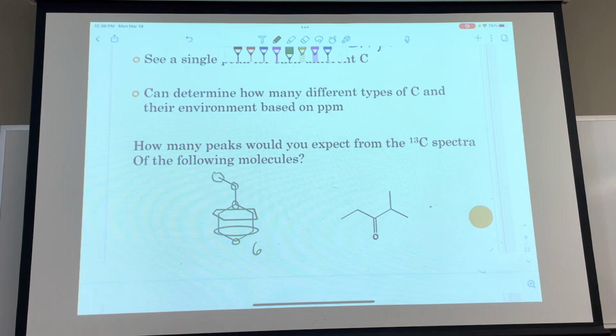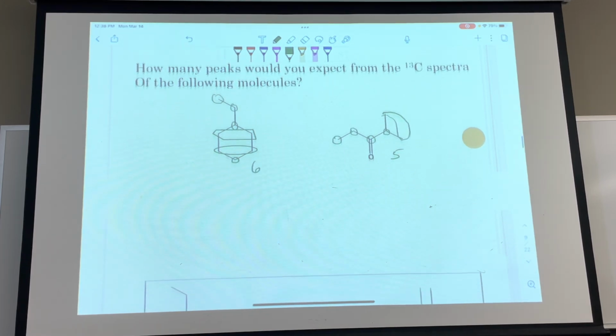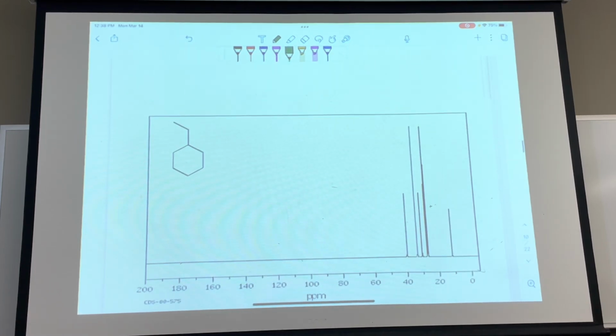What about for the next one? Okay. 1, 2, 3, 4, and then yeah, the 2 methyls of the isopropyl would be equivalent. So I think we would see 5 there. All right. So I think I have the 2 spectra to show you. So if you look at this one, initially what we see is 1, 2, 3, 4, 5. That doesn't quite add up.